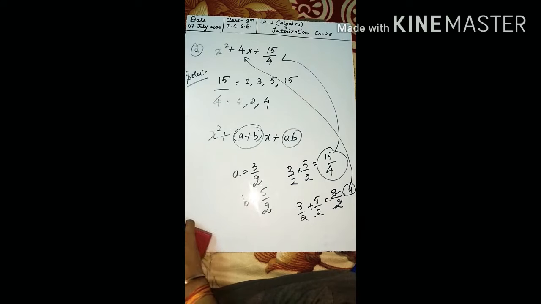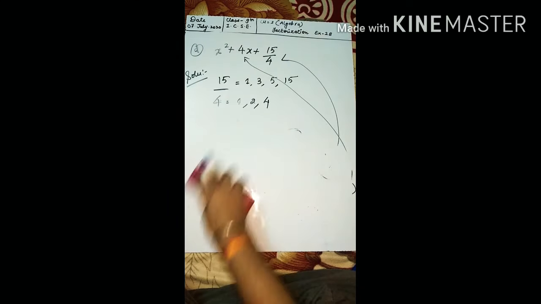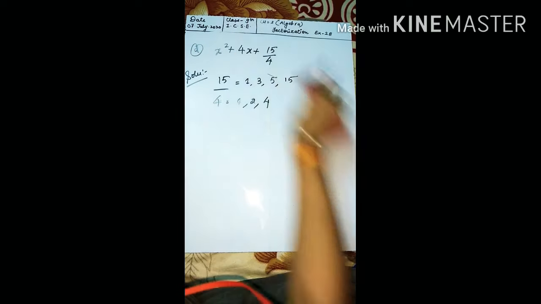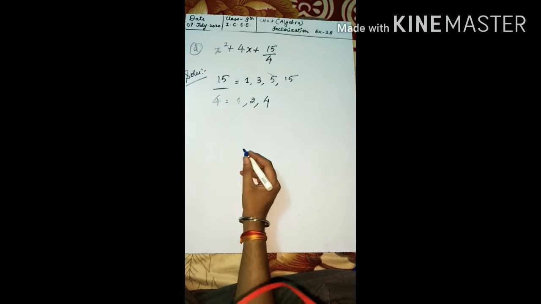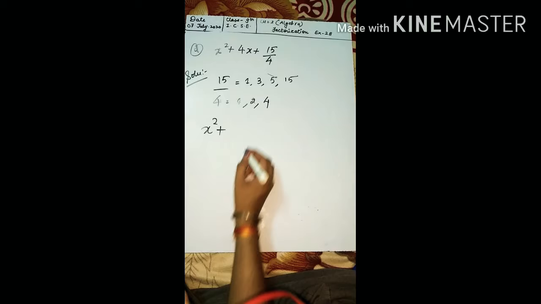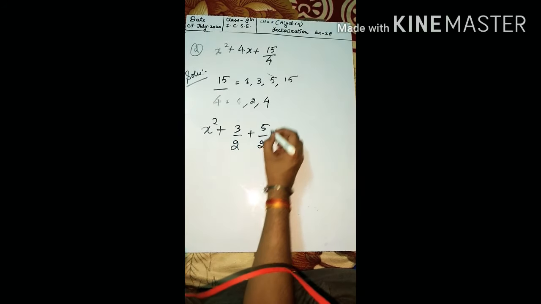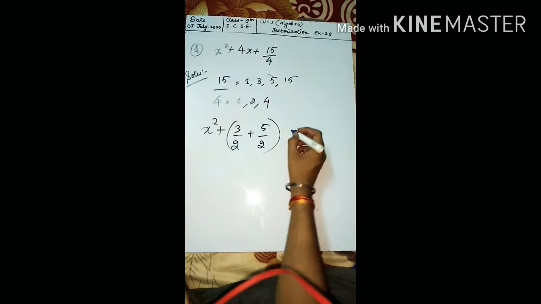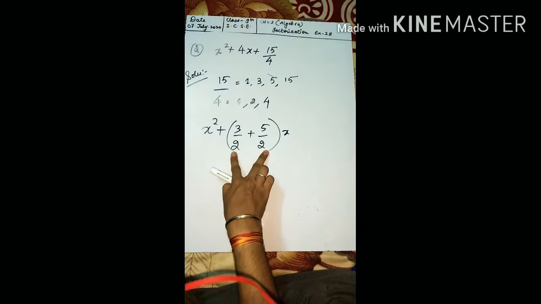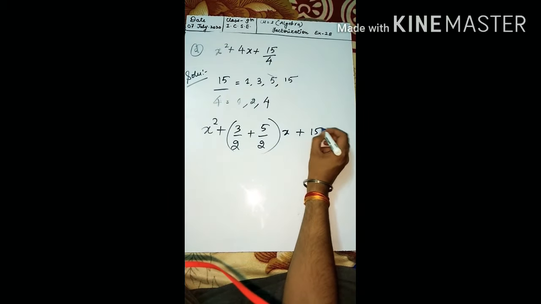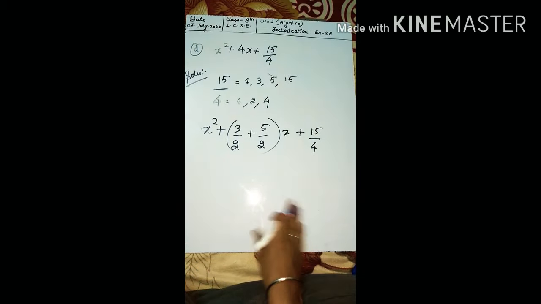Okay, so how are we going to solve this one? We got the two numbers, that is 3 by 2 and 5 by 2. Let us write this 4 as 3 upon 2 plus 5 upon 2, which I already explained to you. When you solve this one, you will get 4 as an answer. And this 15 by 4, don't change that, you just write it as it is.